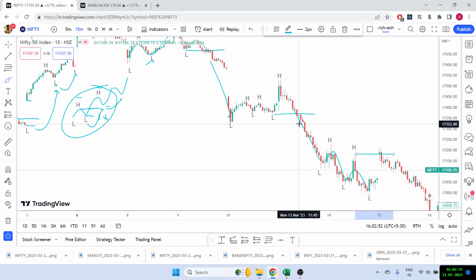As I said, you can do it in different time frames, 5 minutes, 15 minutes, and generally they work very well on stocks which are trending stocks. So try to look for stocks which are not sideways, which are trending stocks, because this strategy works really well on trending stocks.